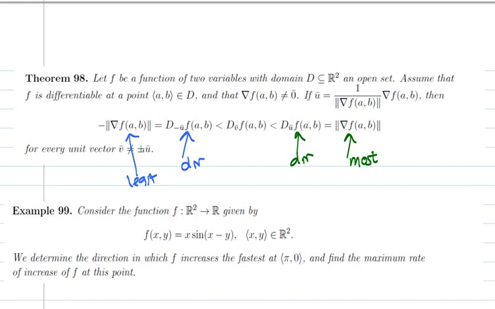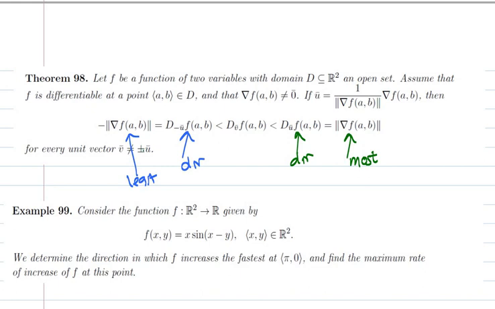So not only does this theorem tell you that the directional derivatives are bounded, what the most and the least are, and in which direction you get each, it also tells you that if you travel in any other direction, the value of the directional derivative will be in between these two values. So in effect, we found the most and the least value that the directional derivative can be. Let's quickly see theorem 98 in action.